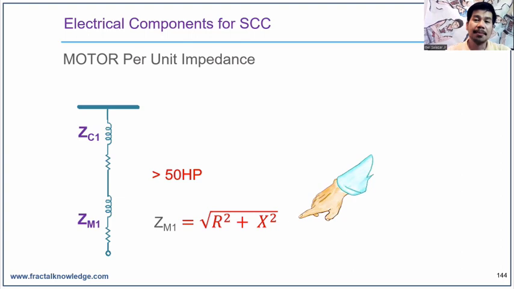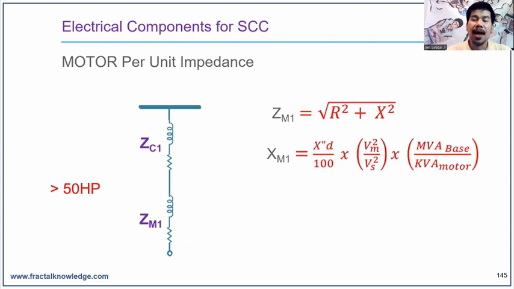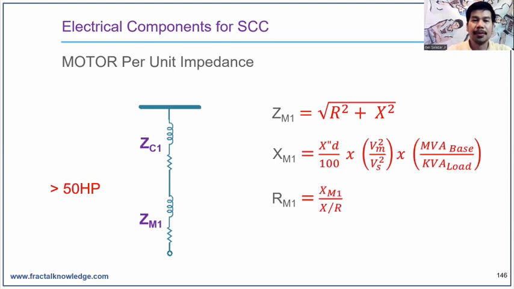The formula for motor impedance above 50 horsepower is ZM1 equals the square root of the sum of the square of its resistance and the reactance. And for its reactance, the formula is equal to subtransient reactance divided by 100 multiplied by open quantity square of the motor voltage divided by the square of the supply voltage closed quantity. Sometimes those two are similar, sometimes those two are not similar. Okay? Times open quantity MVA base divided by kVA of the motor.